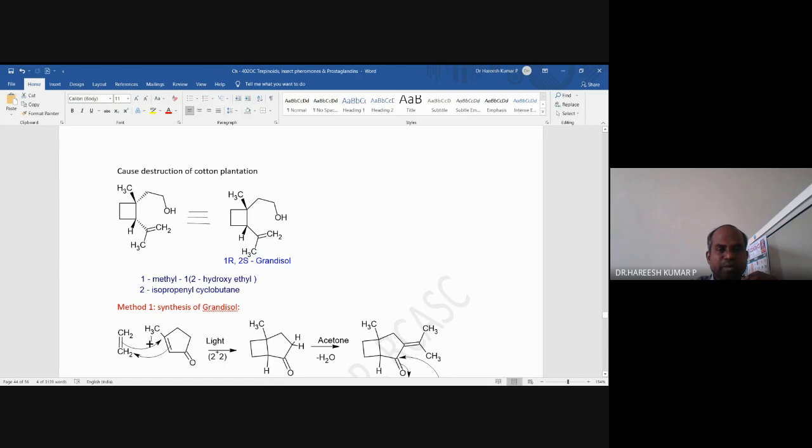So 1-methyl, then in a bracket 2-hydroxyethyl, that means this moiety, and this group is called the isopropenyl group, and this is a cyclobutane. So this is the IUPAC nomenclature, and the general name for this compound is grandisol. This carbon is the first carbon and this is the second carbon; the first carbon has R configuration and the second has S configuration.